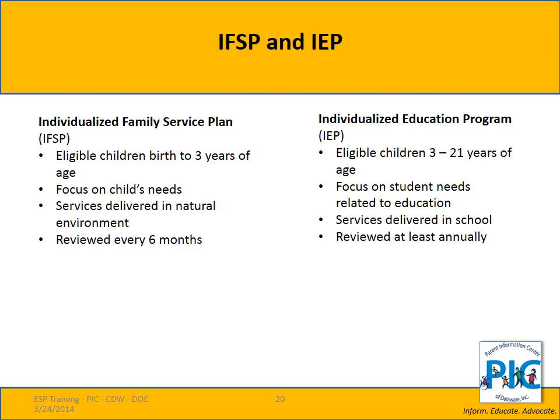In summary, an IFSP, an Individualized Family Service Plan, is developed for a child who is eligible birth to 3 years of age. It focuses on a child's needs. Services are delivered in a natural environment and are reviewed every 6 months. The Individualized Education Program, the IEP, is for children who are eligible 3 to 21 years of age. It focuses on a student's needs related to education. Services are delivered in school and are reviewed at least annually.